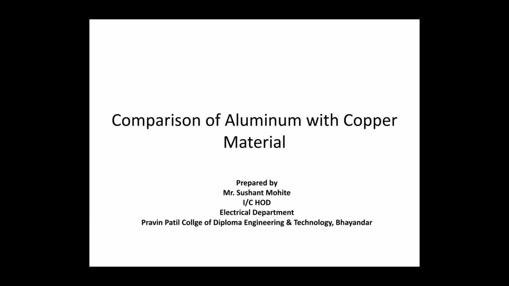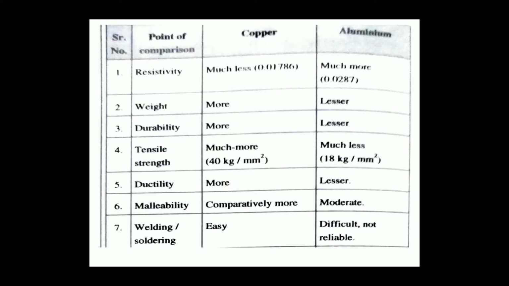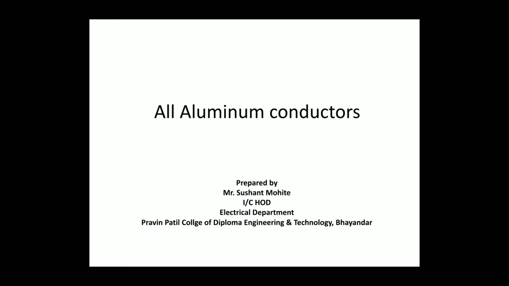The next is a comparison between aluminium and copper material. Resistivity of copper is much less as compared to aluminium. The weight of copper is more as compared to aluminium. Durability of copper is more. Tensile strength of copper is much more. Ductility of copper is more. Malleability of copper is more. Welding and soldering of copper is easy as compared to aluminium.